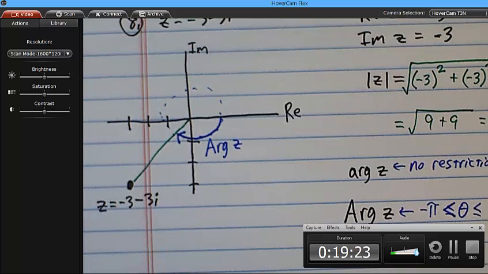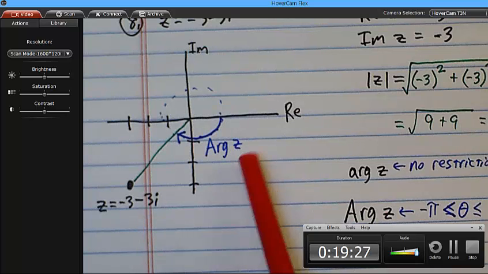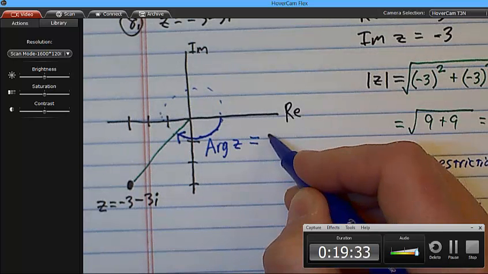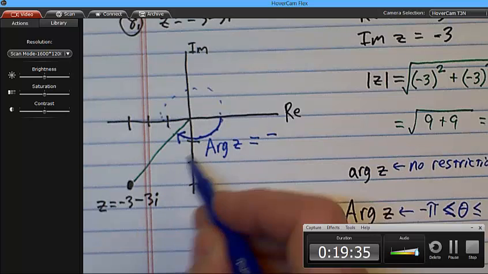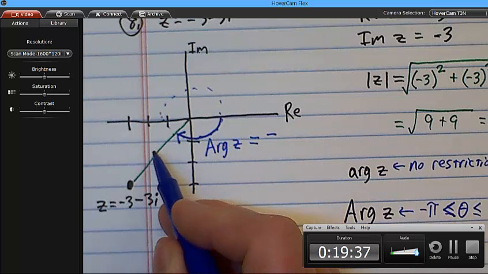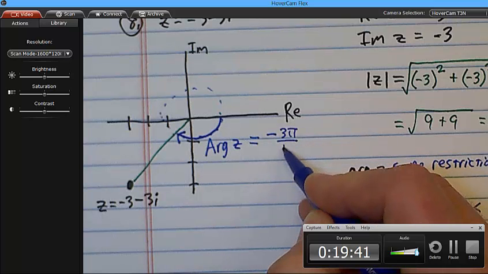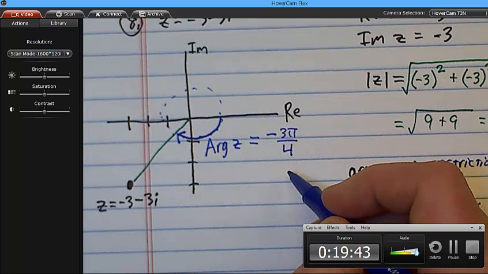Negative 45 degrees. So I can tell you already what I think the argument of z is, okay? Just by reasoning that way, I have negative pi over 2 plus another negative pi over 4. I have negative 3 pi over 4. That's what it's going to be.